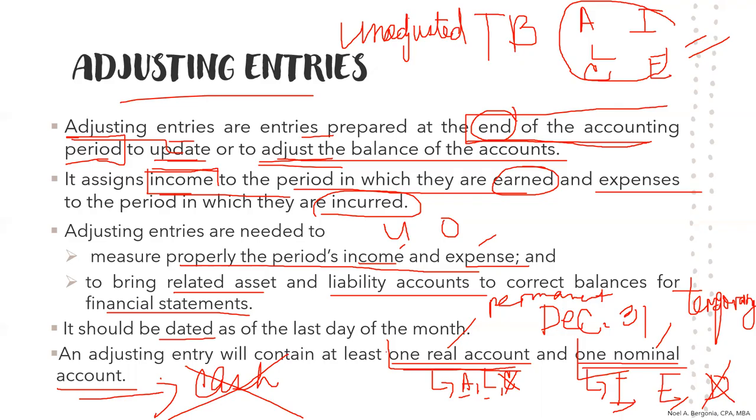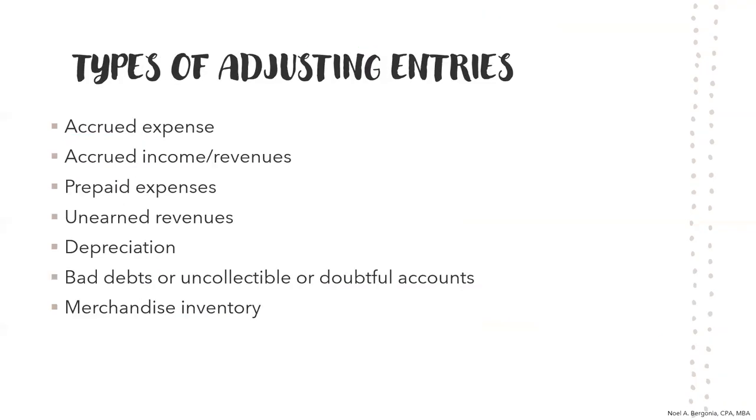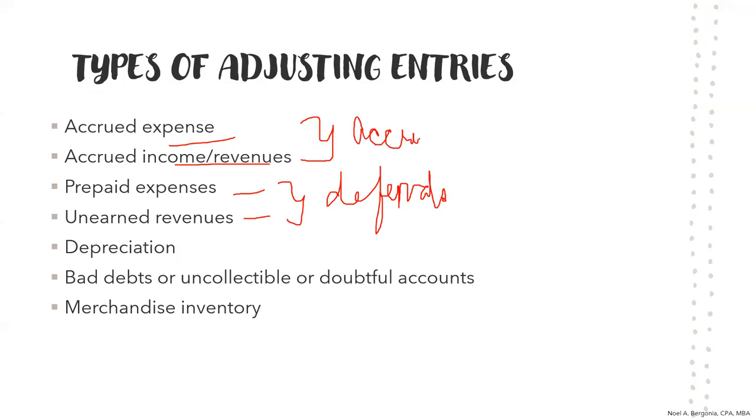Now let me introduce to you the different types of adjusting entries which we will be discussing here in this video lecture and also the subsequent video lectures. So we have the accrued expenses and accrued income or revenue. So ito kasama dito sa ating video lecture na to. Then we have prepaid expenses and earned revenues, no, which are known as well as deferrals. Okay? Accrued expense and accrued income or revenues, these are known as accruals. Kaya yung sa title ng ating introduction kanina, accruals, because we will be discussing these two.